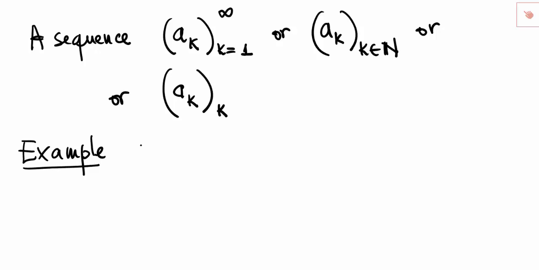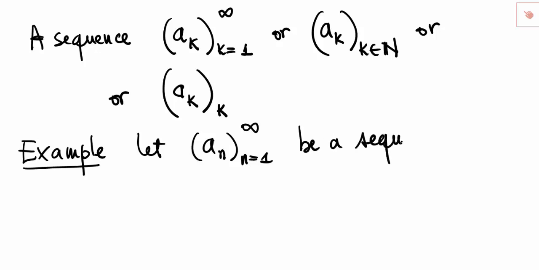Let's suppose a n, where n is going from 1 all the way till infinity. Notice here that I can use whatever index I want. N or k is a dummy variable, so our index is usually going to be either k or n, but it could be anything, of course. Alright, so let a n, where n is going from 1 to infinity, be a sequence such that, now I'll tell you what the terms of the sequence are. a n is equal to 1 over n.